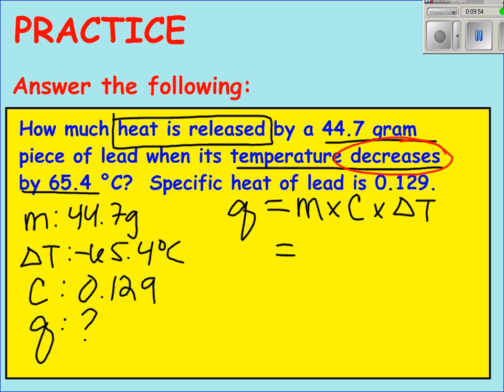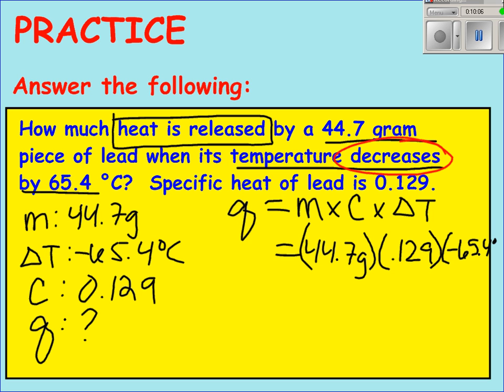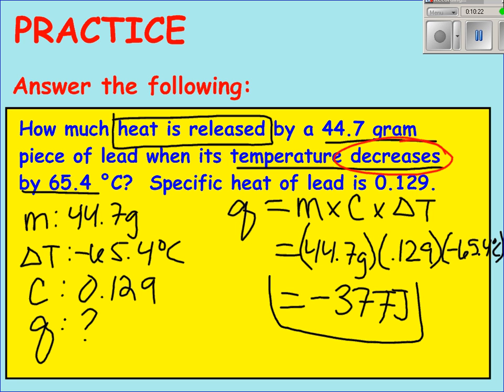I know my mass is 44.7 grams. I know my specific heat for lead is 0.129, and I know my delta T is negative 65.4 degrees Celsius. By multiplying those three numbers together, I get the amount of heat that is released by the lead. And the answer with correct sig figs is approximately negative 377 joules.